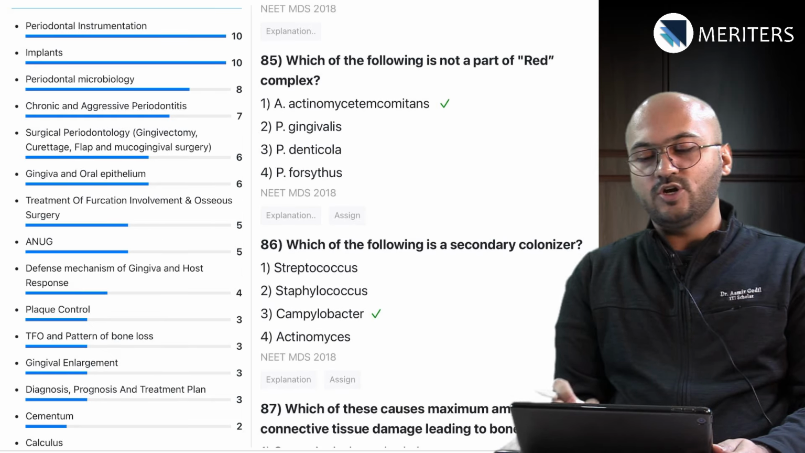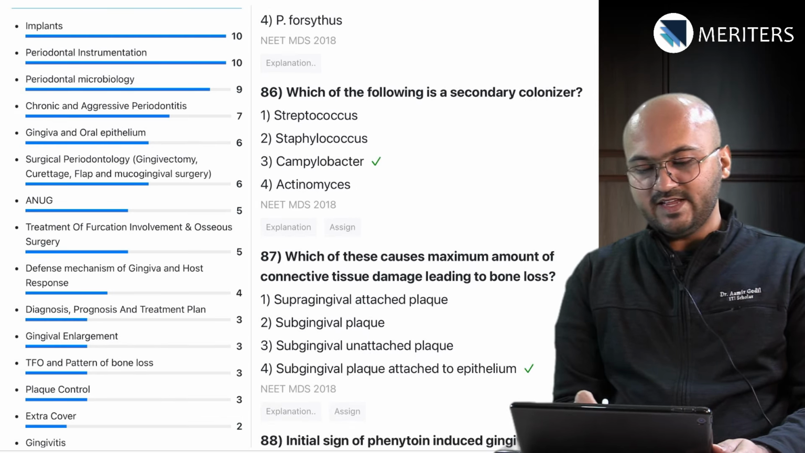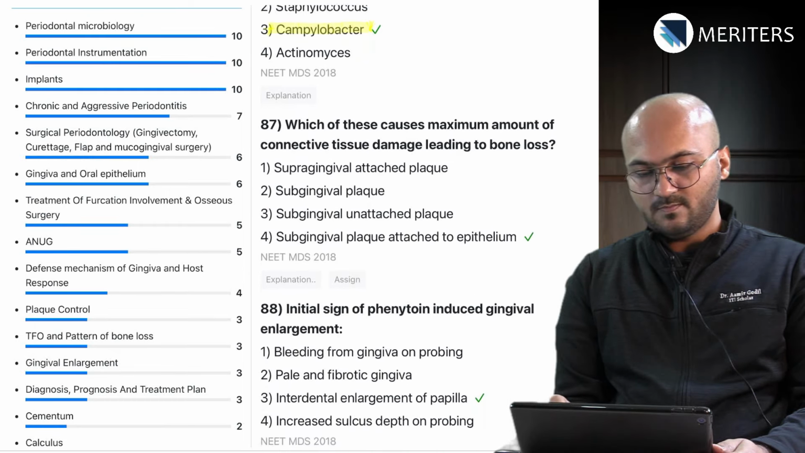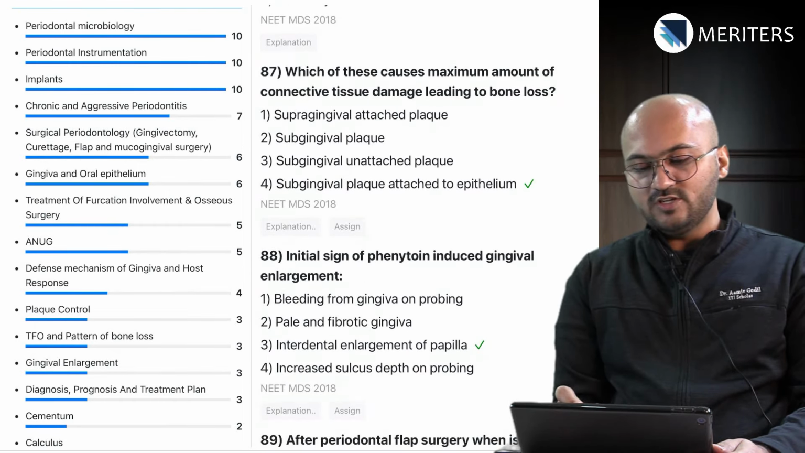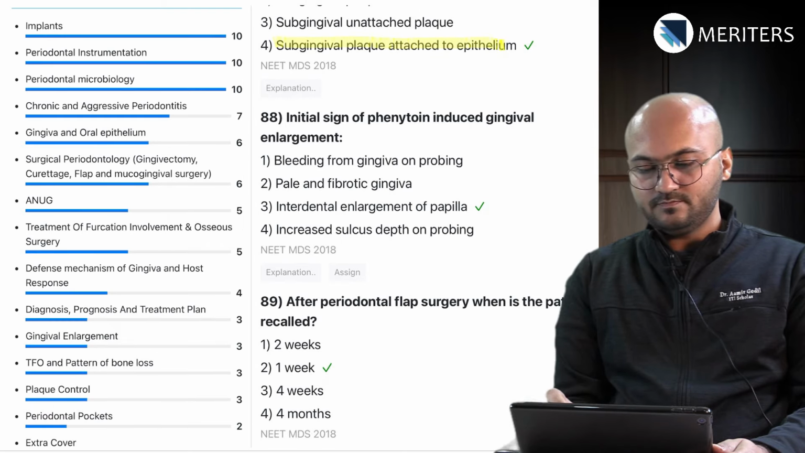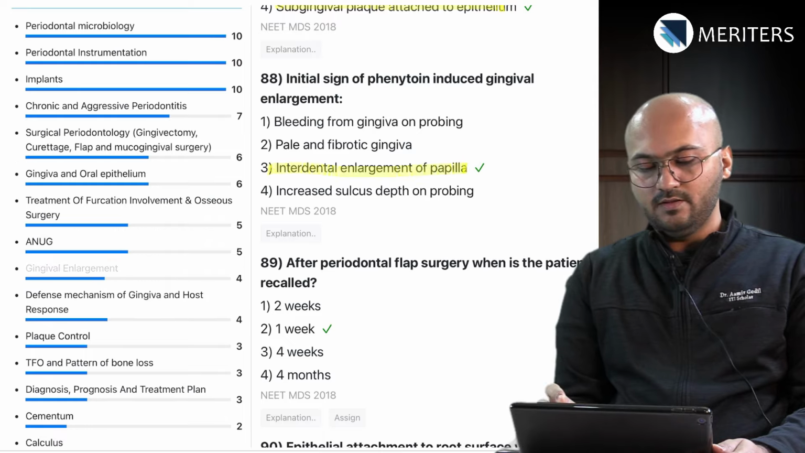Which of the following is not a part of red complex? Like I told you, complexes are important. Which of the following is a secondary colonizer, again from perio microbiology? Which of the following causes maximum amount of connective tissue damage leading to bone loss? Subgingival plaque, which is attached to the epithelium. Initial sign of phenytoin-induced DIGO is interdental enlargement of the papilla.